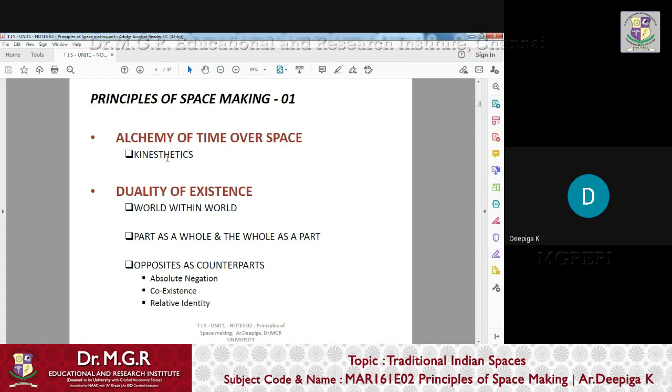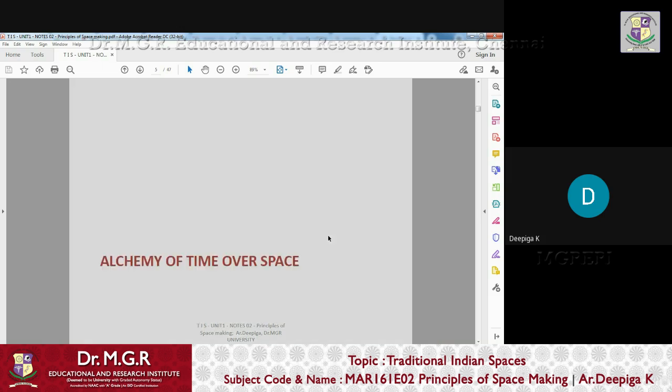And then we are going to look at the existence of duality. Duality is nothing but two opposite things, and we find this in semiotics, that is, symbols. We find it in beliefs. For instance, Eastern or Asian cultures predominantly believe in dualities: the masculine and feminine, the yin and yang, the Ardhanarishwar. All these are examples of how dualities coexist, or work together with each other or against each other. So we're going to look at all these. These are the two major topics we're going to look at today: the alchemy of time over space, and the term we're going to see is kinesthetics.